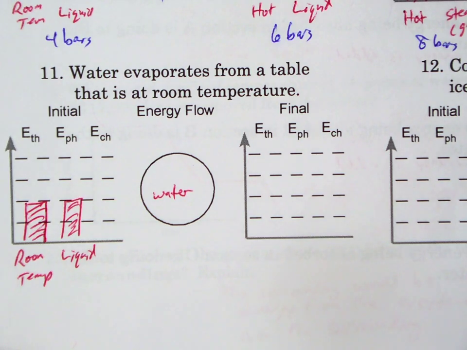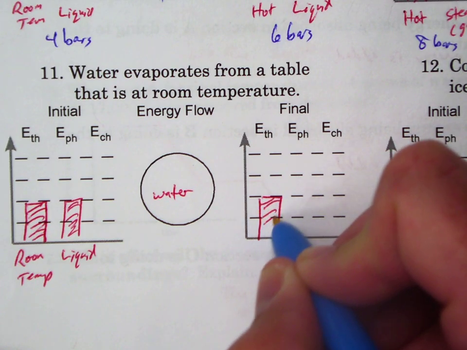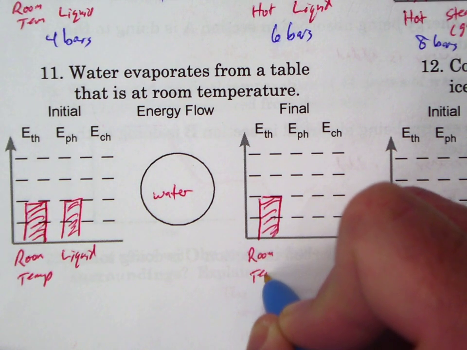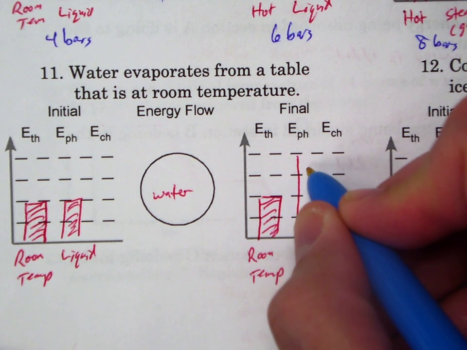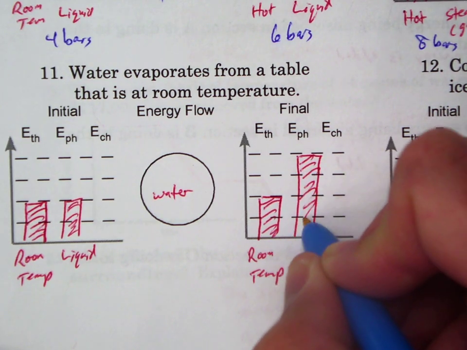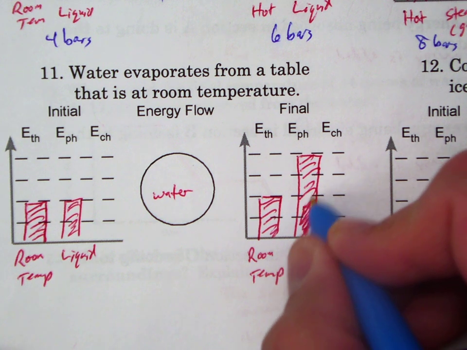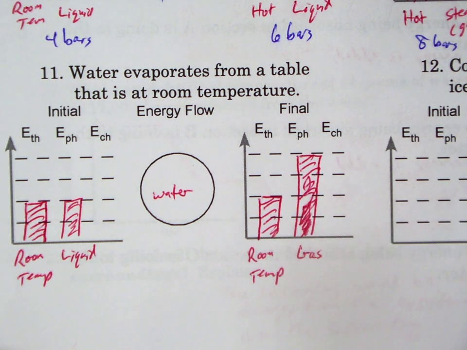It tells us that it evaporates. Now, there's no mention of a change in temperature, so we can assume then that our temperature is going to remain room temp. But it does say that it evaporates, and by evaporating, that means it's going to change into a gas. Okay, so it's going to go from a liquid to a gas.